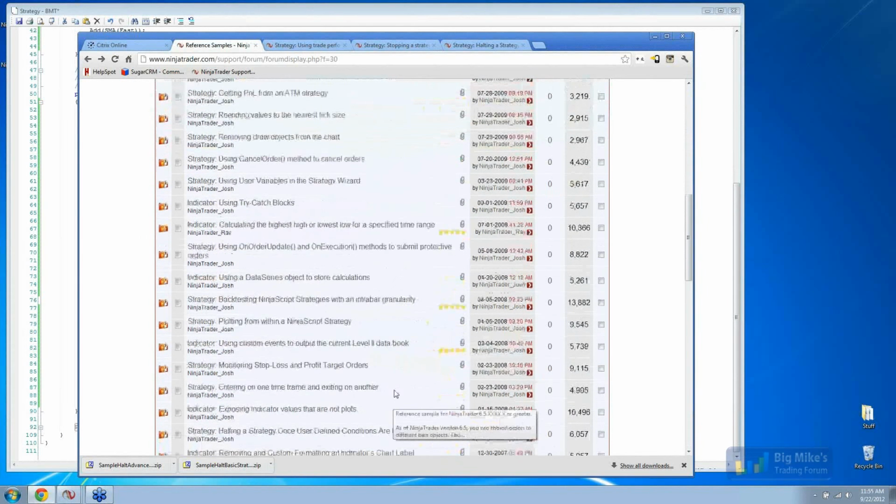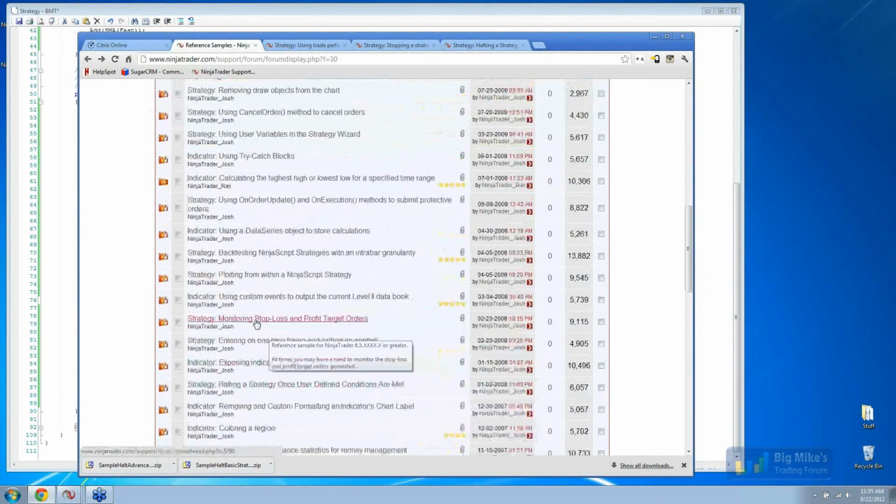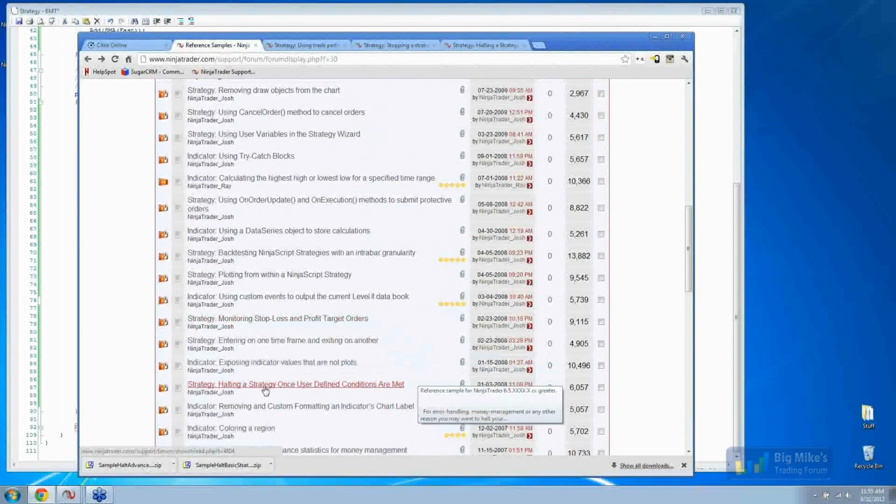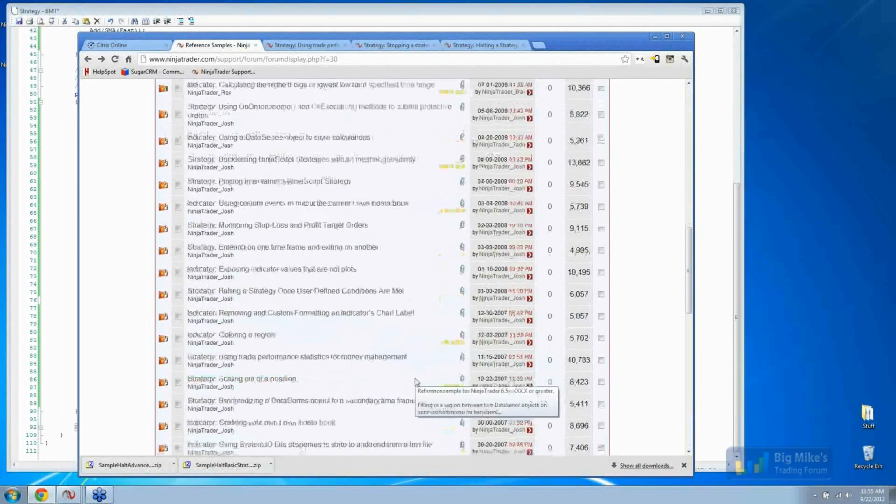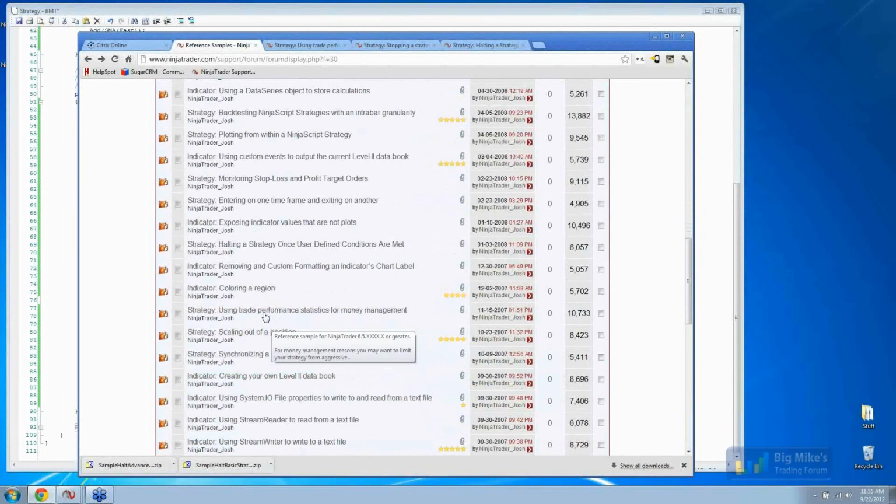Another one, besides stopping a strategy after consecutive losers, you want to check out is monitoring stop loss and profit target orders. Another one you want to check out is halting a strategy once user-defined conditions are met. And this one right here is a very nice one too, using trade performance statistics for money management. I didn't cover a lot of things that you can do with the performance objects, the trade collections objects, and all those statistics.